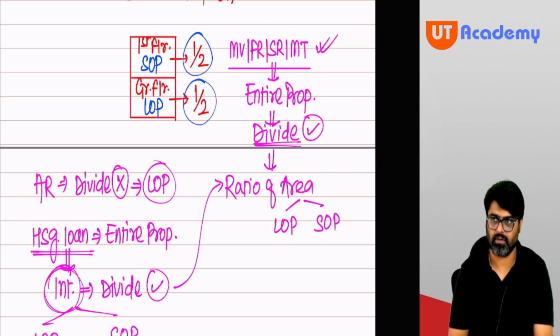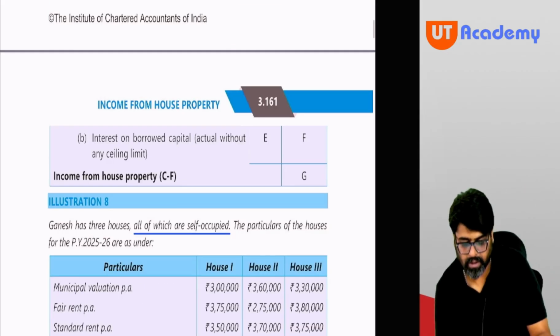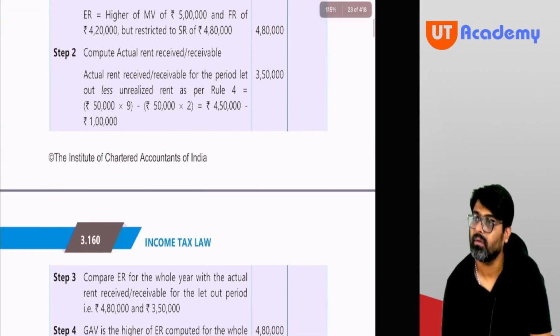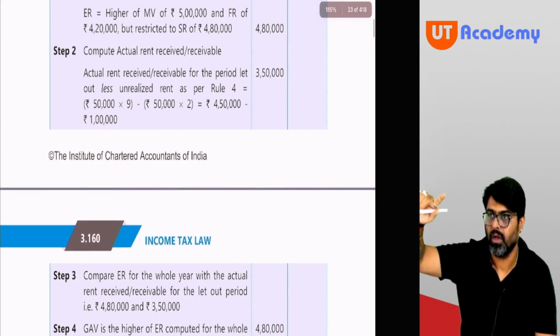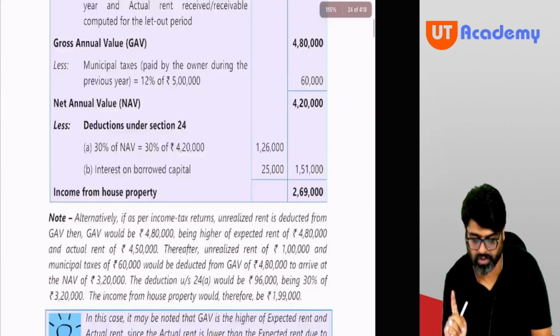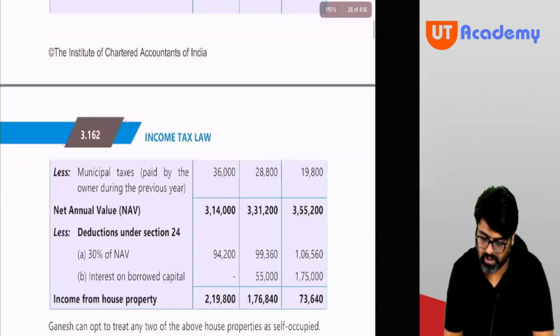Ready? Shall we start solving the questions? Till 8, all the questions are done. Not a single illustration we have left. Only illustration number 2 is remaining, but other than that, all the illustrations we have done. Okay? Come to illustration number 9.